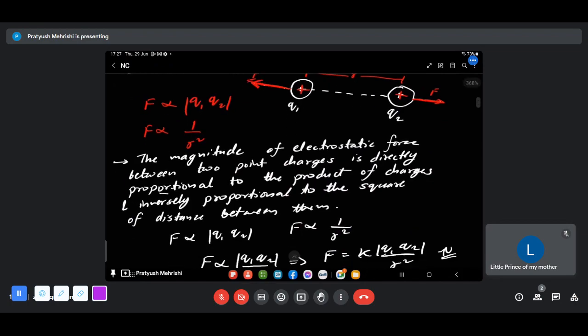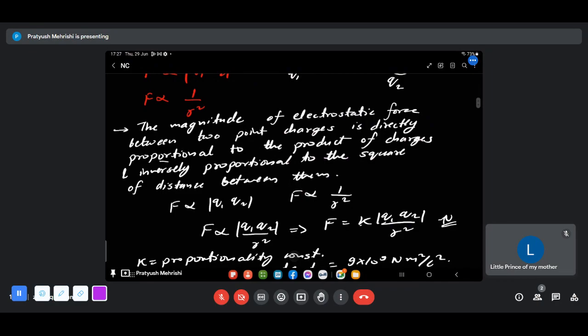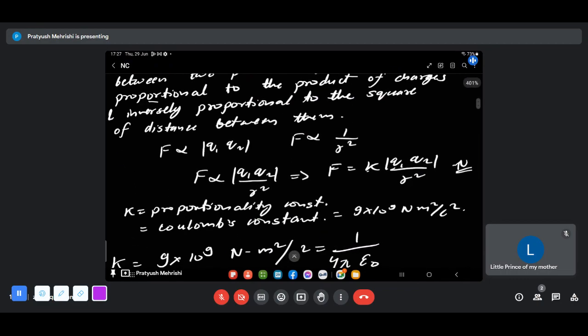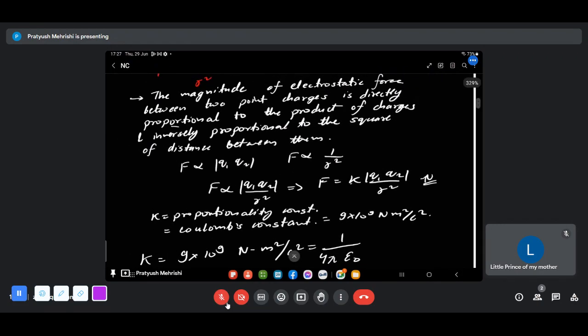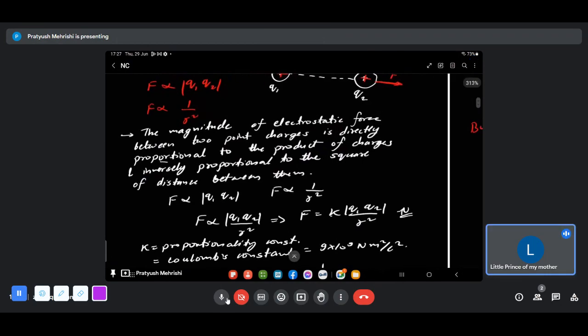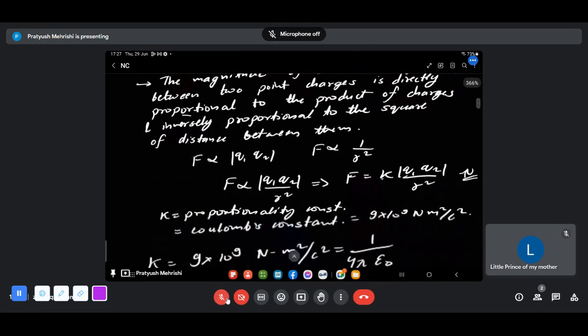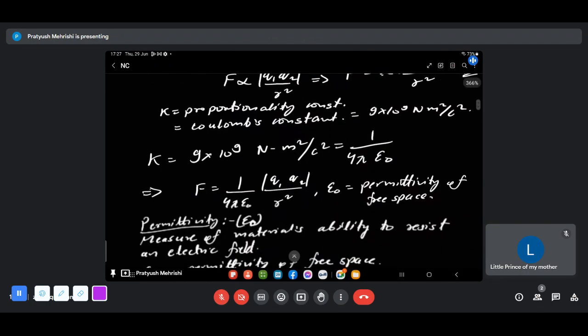F is proportional to Q1 Q2 and inversely proportional to R squared. So when we write the constant of proportionality, F is equal to K Q1 Q2 upon R squared, where K is the constant of proportionality, whose value is 9 into 10 to the power 9 Newton meter square per Coulomb square. Got it? Anything here to write down? Yes, sir, copy it, sir. Fine.